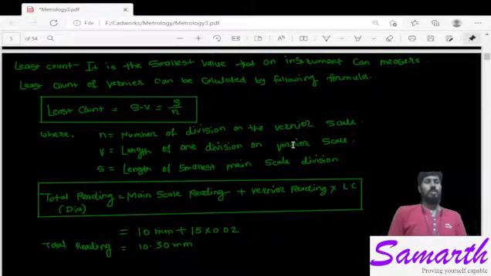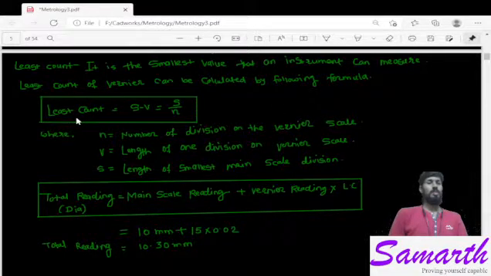Now, what is the least count? It is the smallest value that an instrument can measure. For Vernier caliper, in the photograph which we have seen, it was 0.01. We will see how to calculate it.